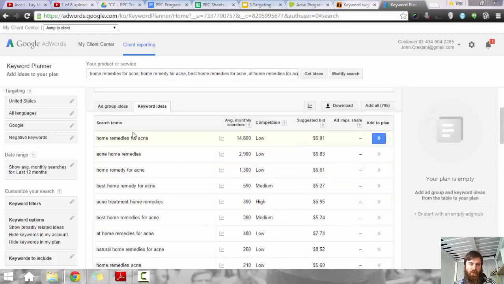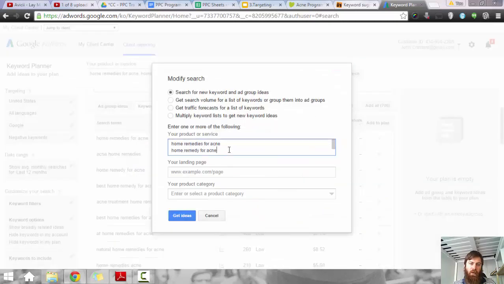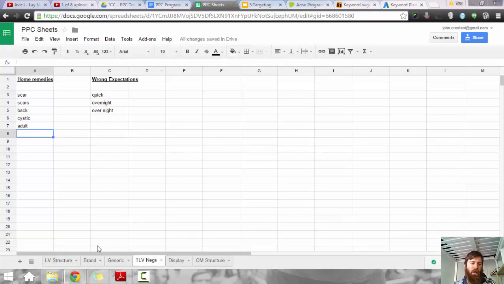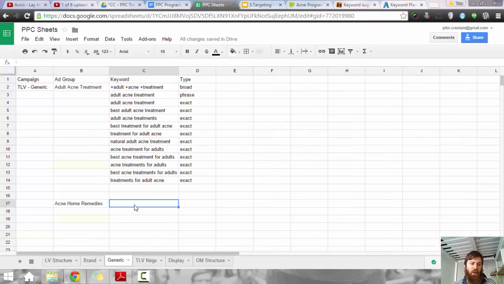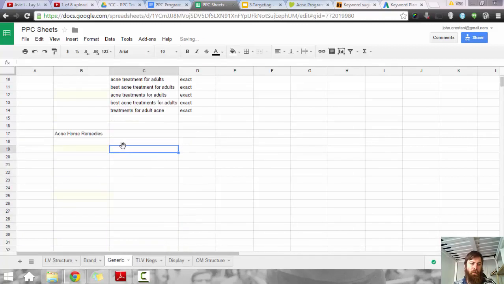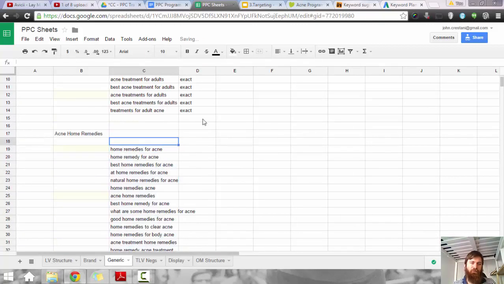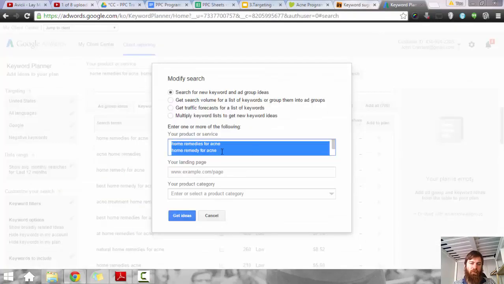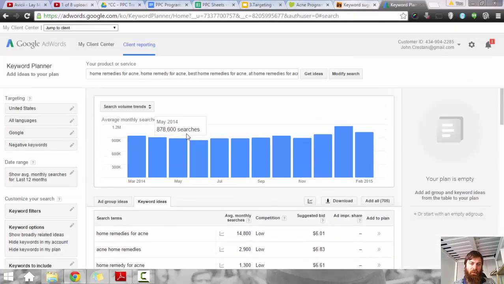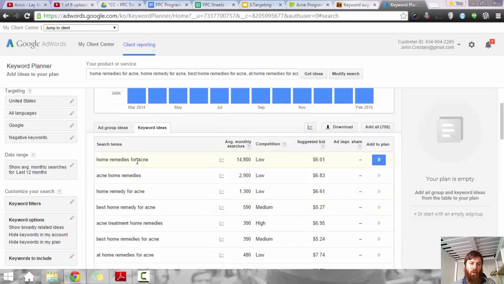Okay, cool. So we have a number of search terms here. Now what I'm going to do is click modify search, and notice how it just lists them all out like that. I like that. I'm going to click control copy, and I'm going to go back into the generic campaign here. What was our root keyword again? It's home remedies for acne. I'm also going to say acne home remedies. Home remedy for acne is important.